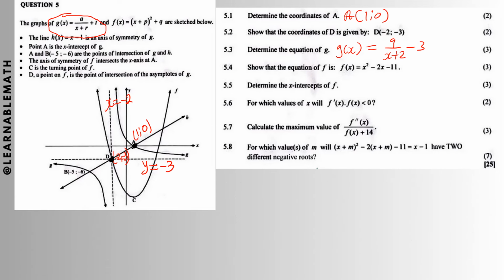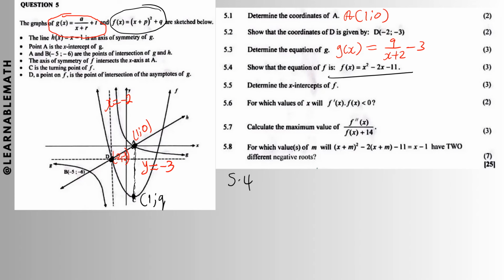Okay, 5.4 now. 5.4 says show that the equation of f is f of x equals x squared minus 2x minus 11, right? But you realize that what you are given there is given in terms of the turning point, right? So you can see that the turning point of f is c, and obviously those are symmetrical like that. So x at c is the same as x at a. So that is 1, right?